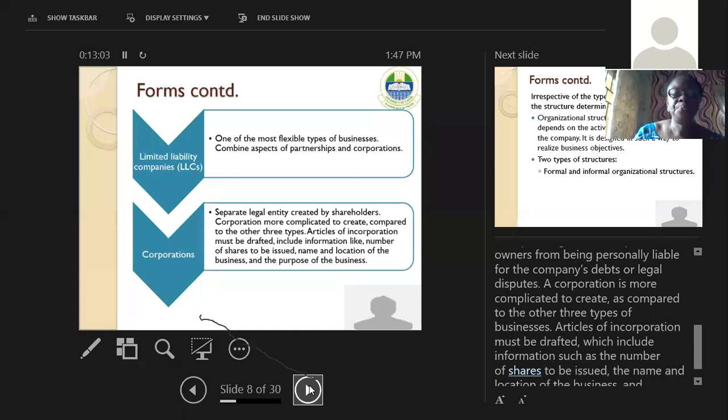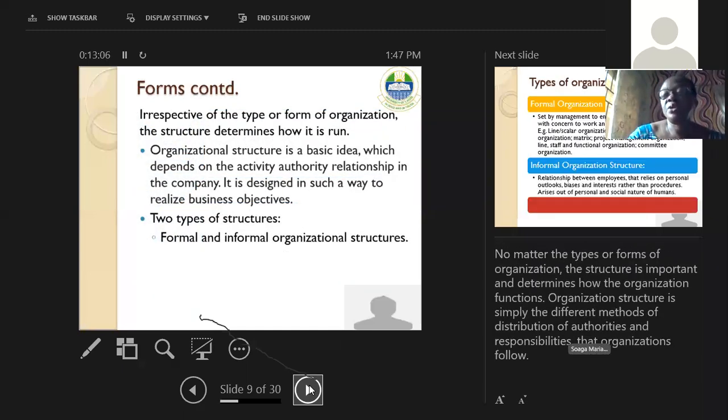All right. Now, continuing with the forms or the types, as it were, no matter the type or form of an organization, what usually matters is how you run the organization. What structure are you going to put in place? How will people relate with one another in order to ensure that they realize the business objectives? So you need that organizational structure, which is simply an idea that depends on the activity and the authority relationship in the company. And it must be designed in such a way to realize business objectives. And so we said there are two types of structures. You have the formal structures and you have the informal structures.